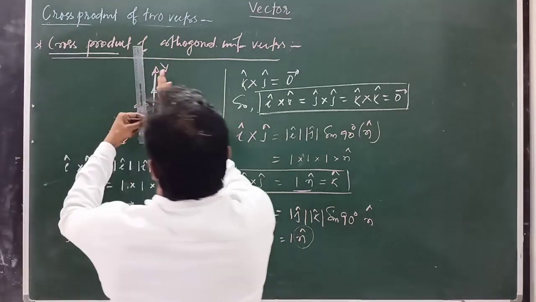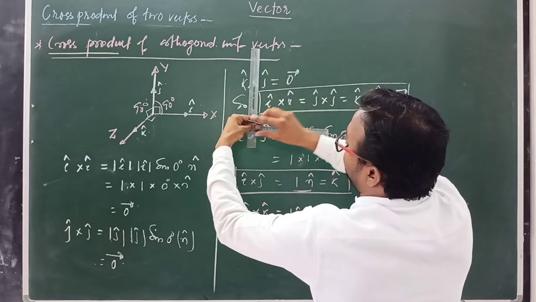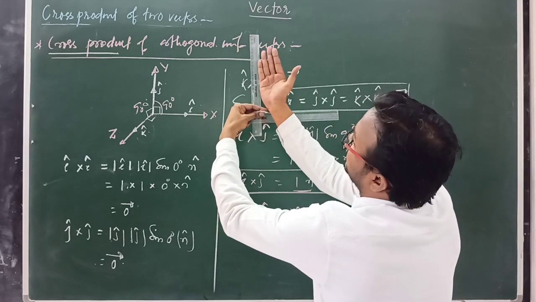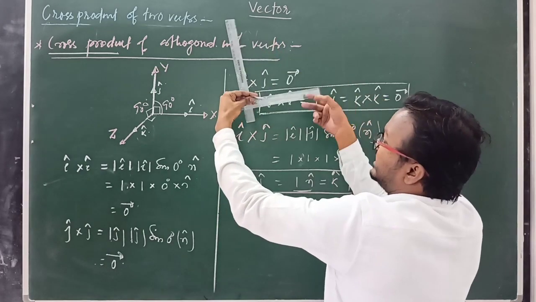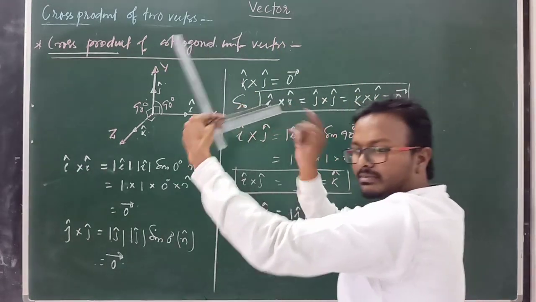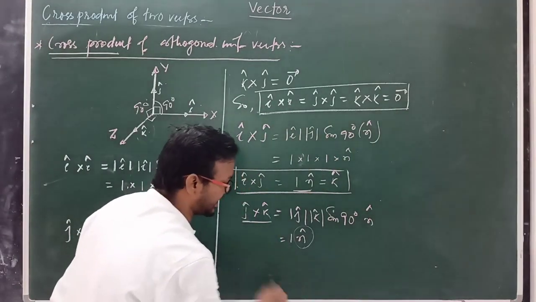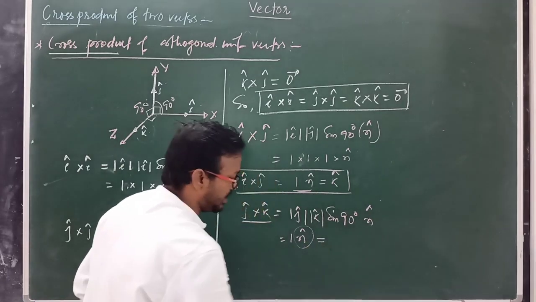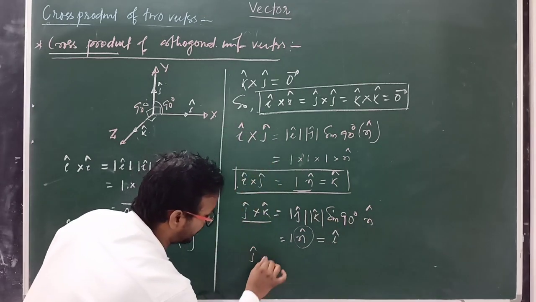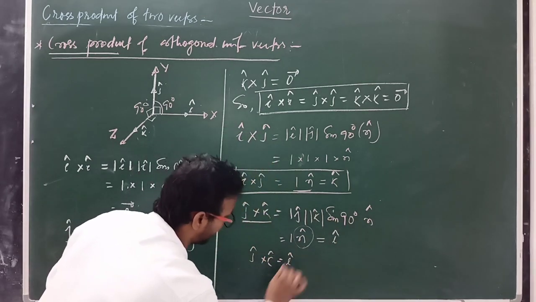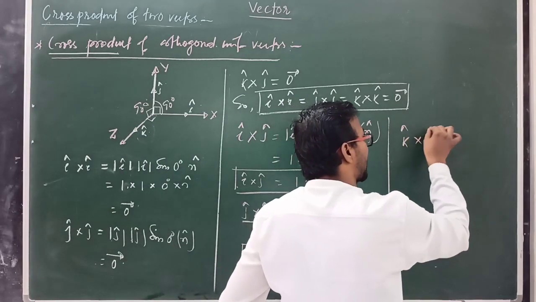So in this case, j cross k means this plane, this is j cap, here k cap. So j cross k means this direction, and this is the direction of the x axis, means i cap is here. So you can write here j cross k, which is the unit vector, you can write here that is i cap. So j cross k vector equals i cap, and again you can write here k cross i cap.